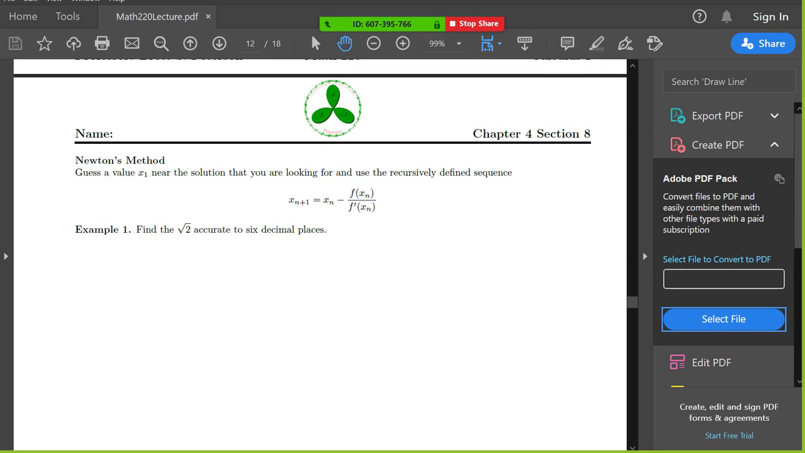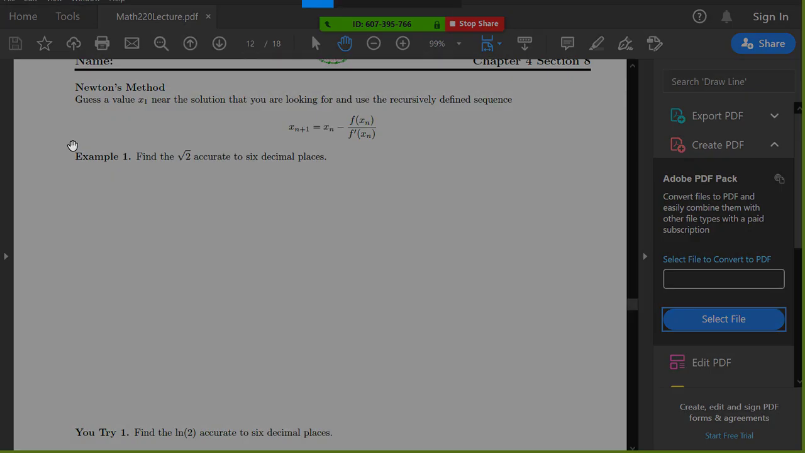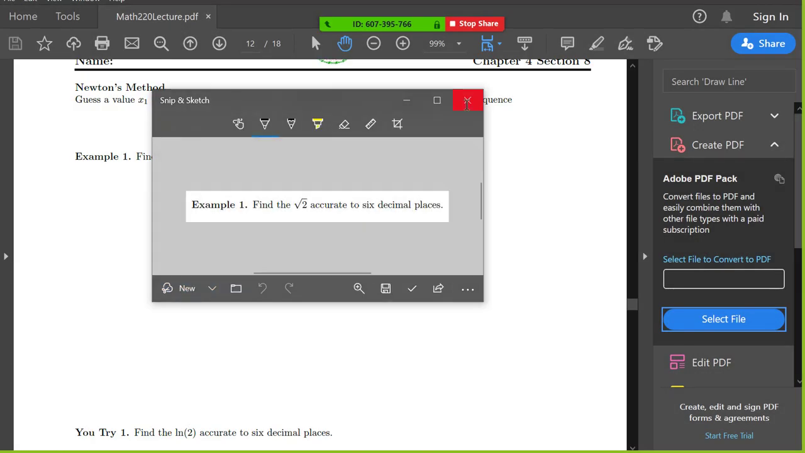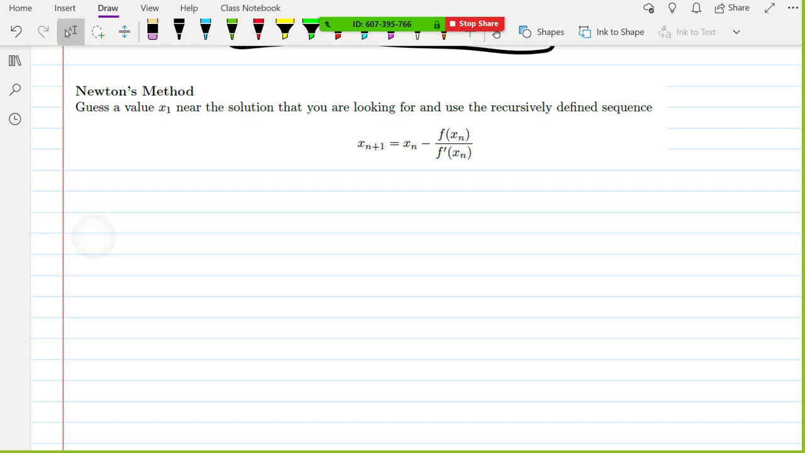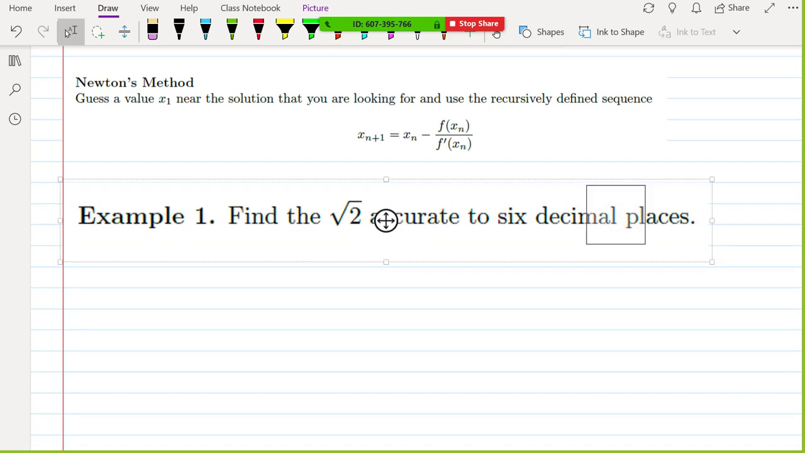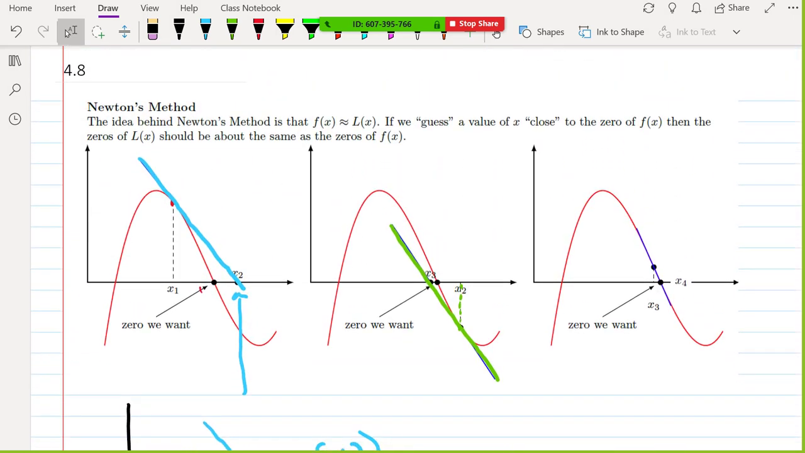All right, so let's go ahead and use Newton's method to calculate the square root of 2 accurate to 6 decimal places. So before we do this, let's go back and look at Newton's method and see, well, what is it we need to know then? In order to use Newton's method, we're going to need an initial guess.